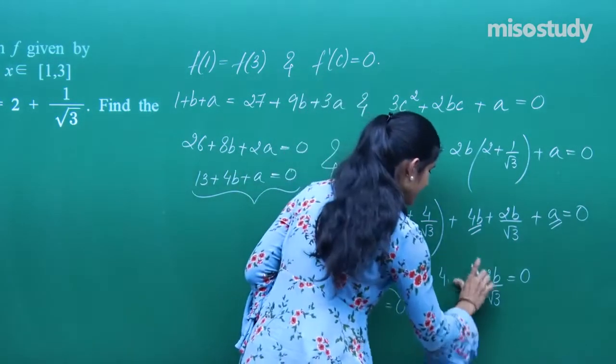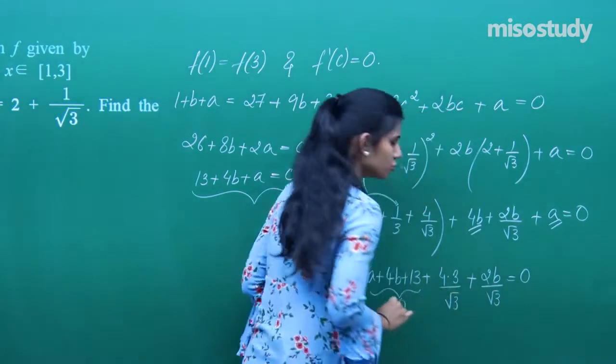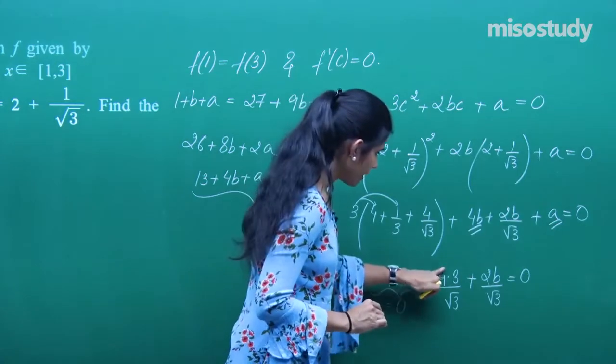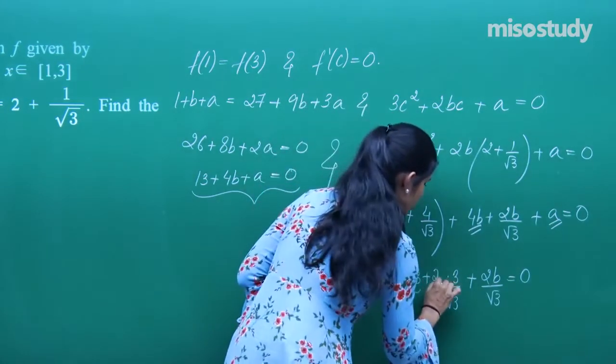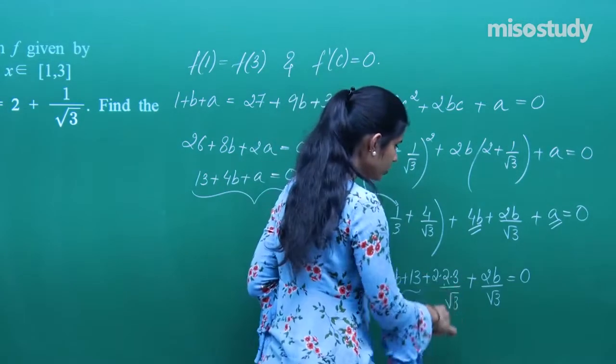Here I can multiply and divide by root 3. I will be getting 4 into 3 by root 3. This 4 I can write as 2 into 2. Now I can take out common 2 by root 3.